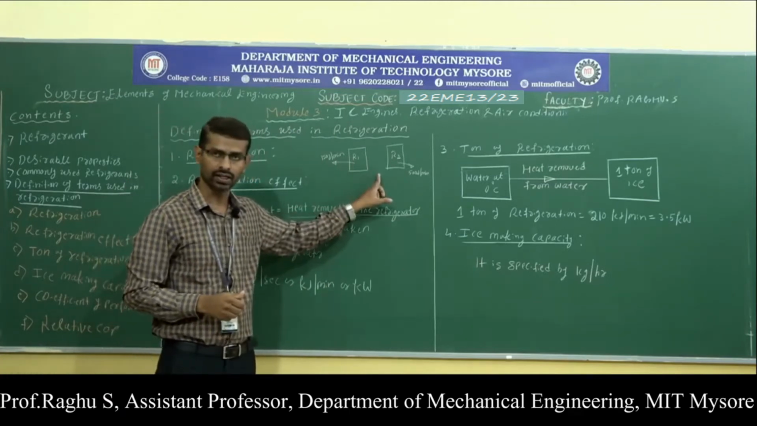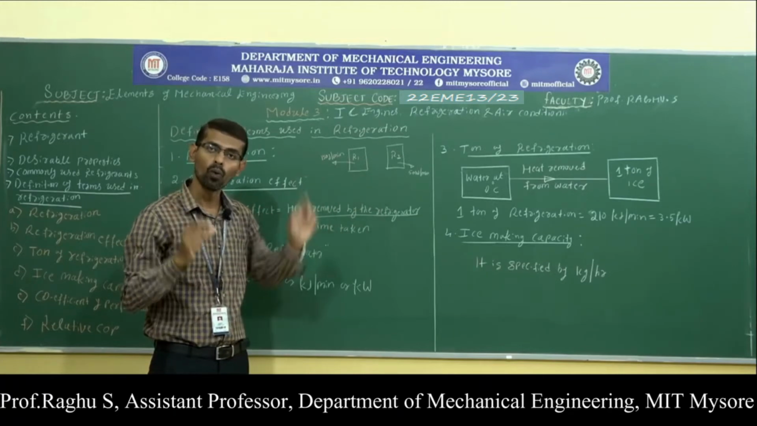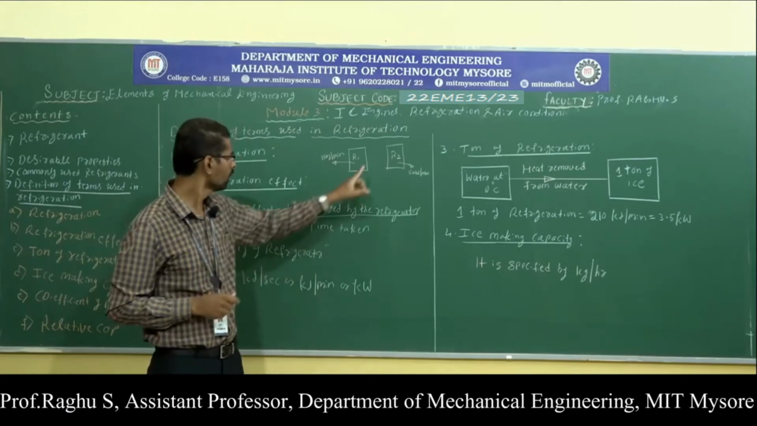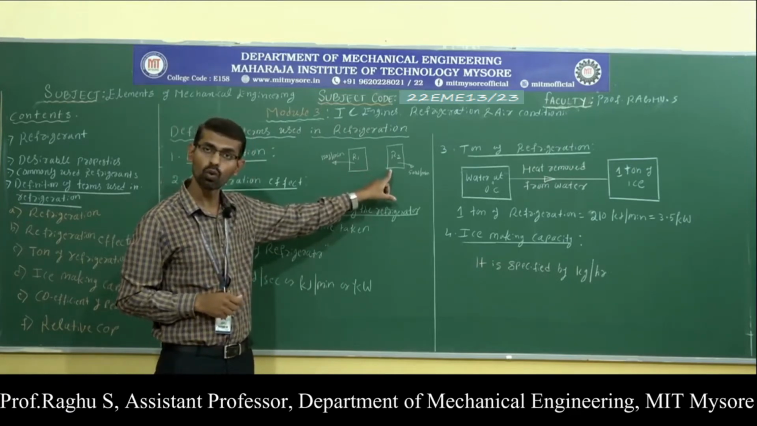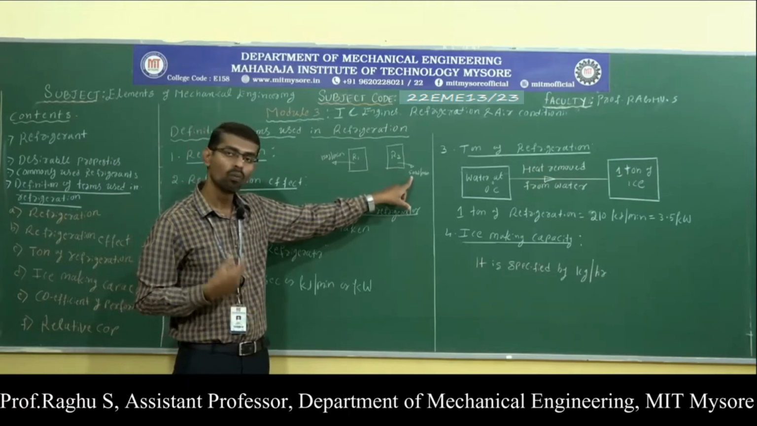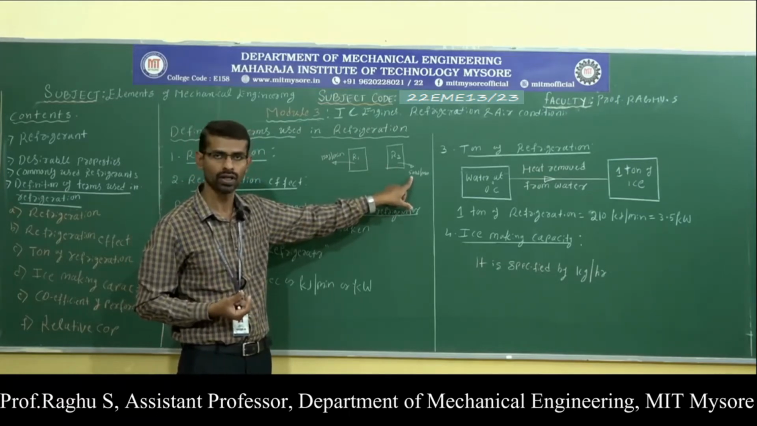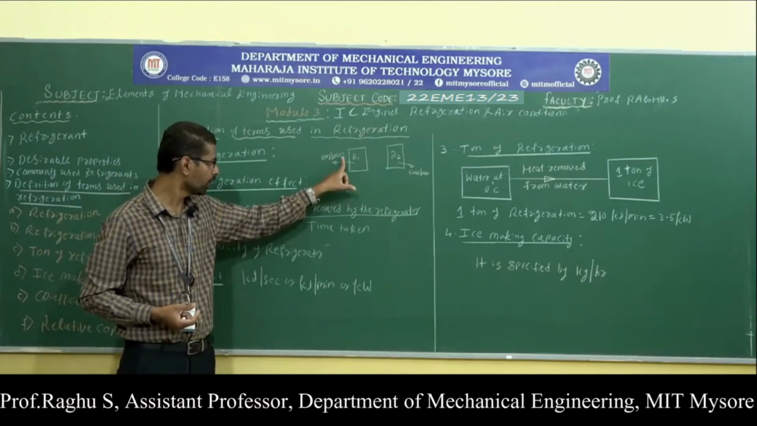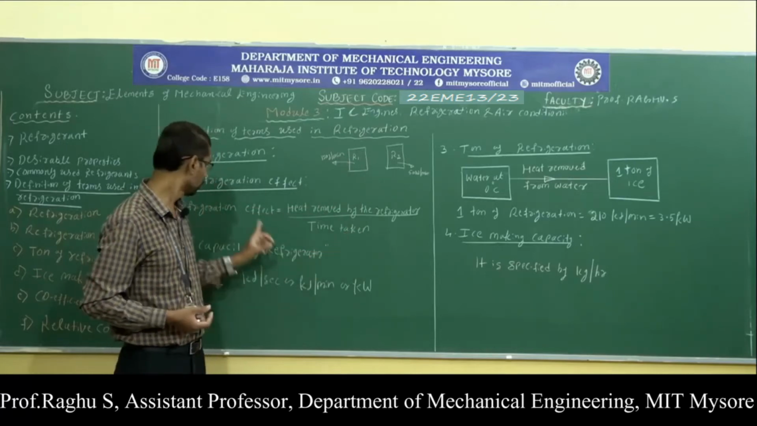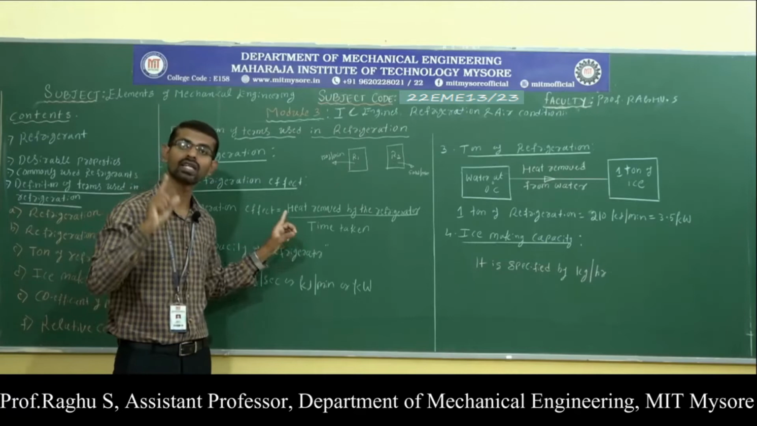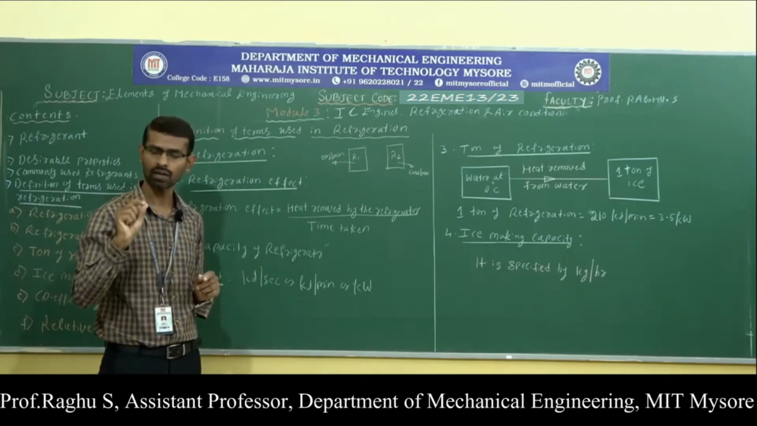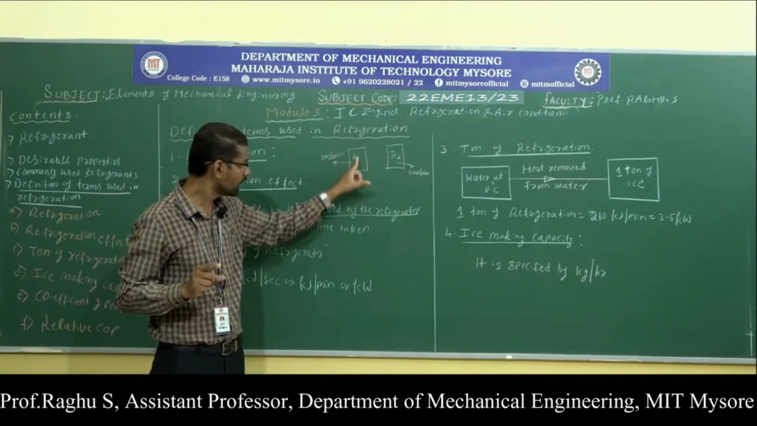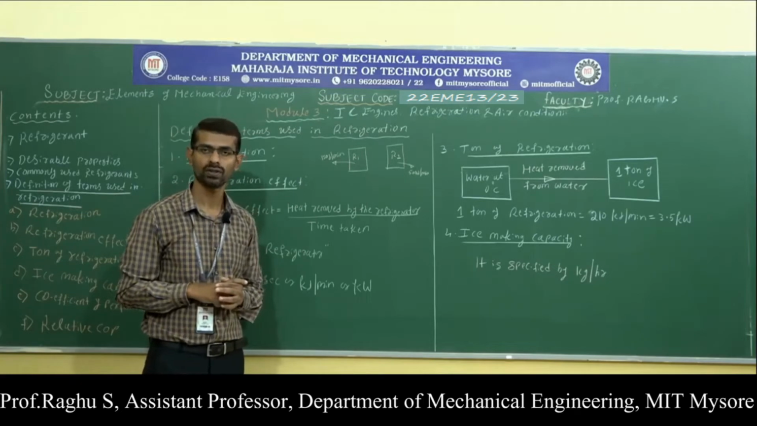Now, which refrigerator produces more cooling effect? The R2 refrigerator produces more cooling effect because it removes more heat. So refrigeration effect means heat removed by the refrigerator divided by time taken. Therefore, refrigeration effect is defined as the rate at which heat is removed by the refrigerator from the refrigerated space.